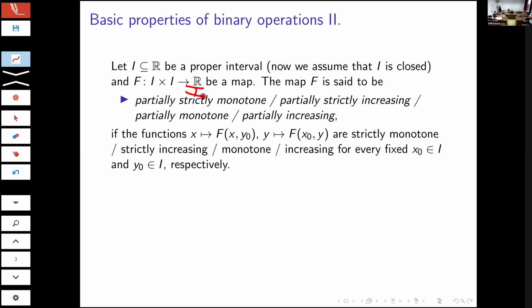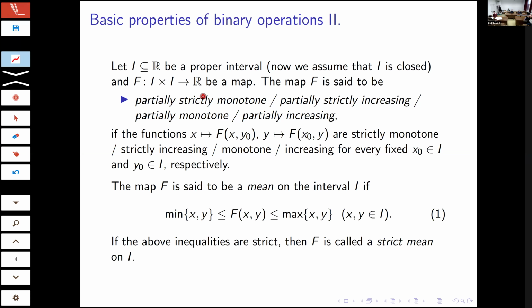I have several different quantities. So f is partially strictly monotone, partially strictly increasing, partially monotone, partially increasing if the sections have this property. If we fix x, then in the second variable, or I fix the first variable and in the second variable, it is strictly monotone, strictly increasing, monotone increasing for all fixed x0 and y0 in I. Continuity, I think, is clear, so I will not define it. And I will talk about some mean property.